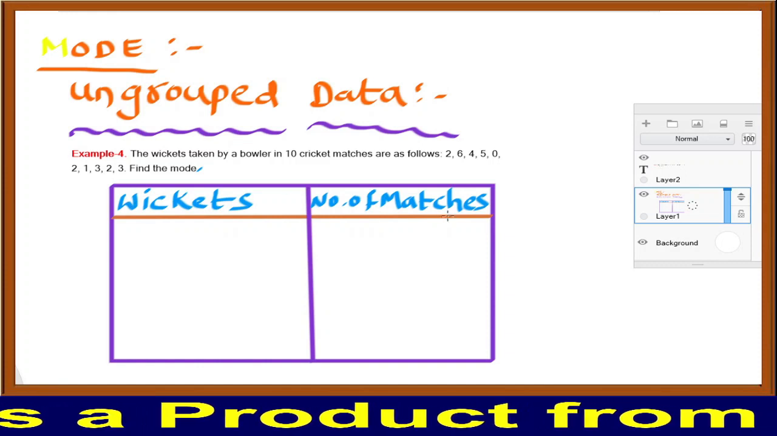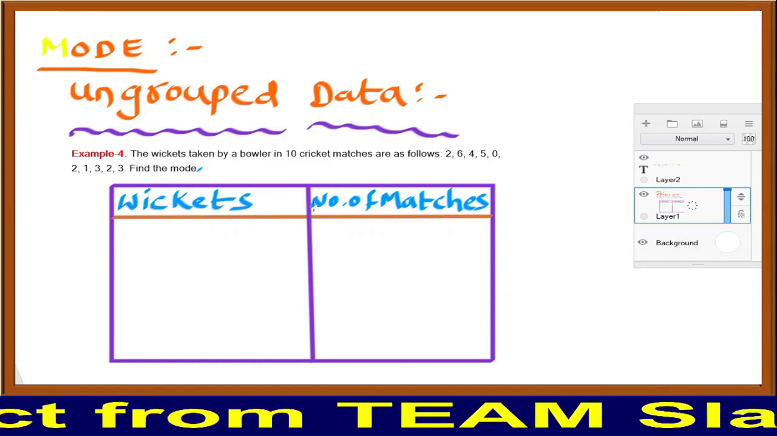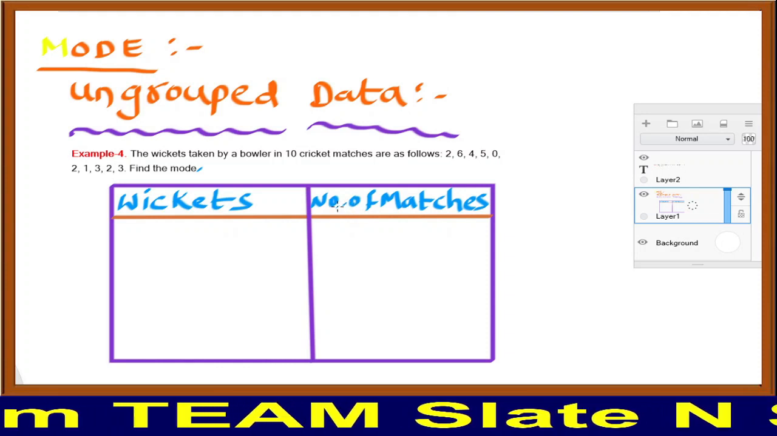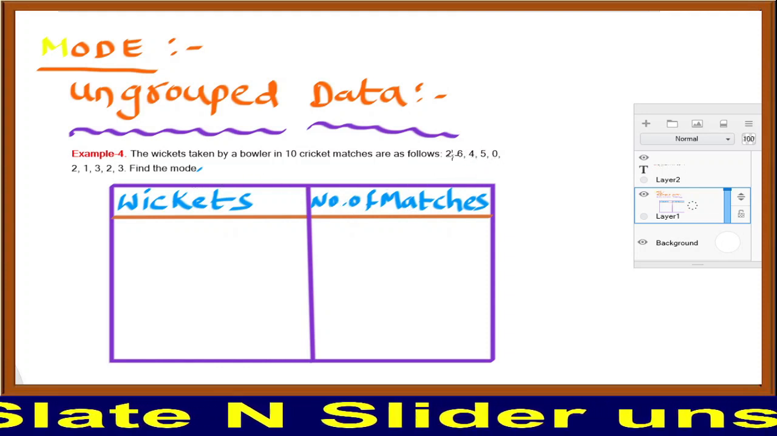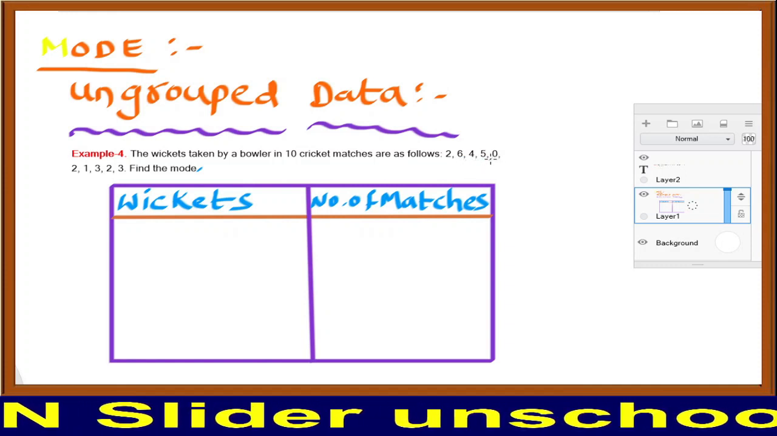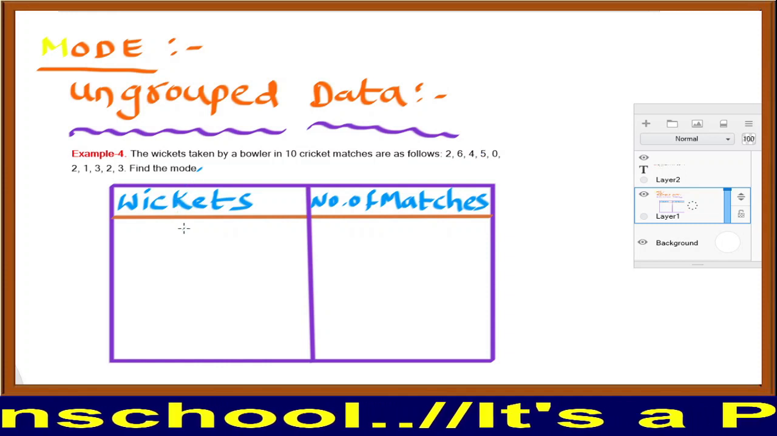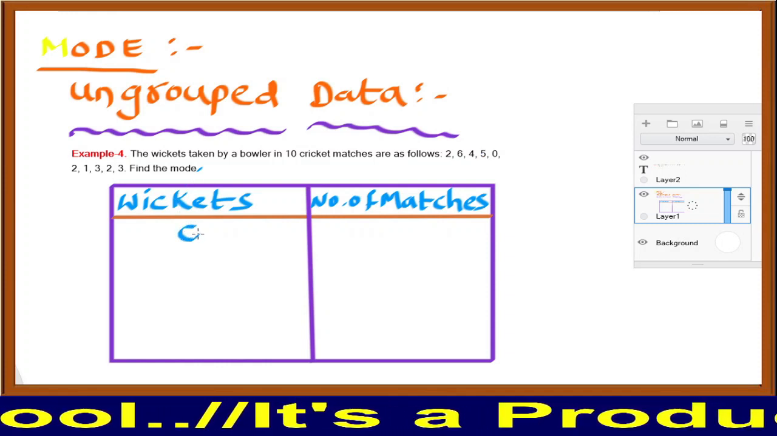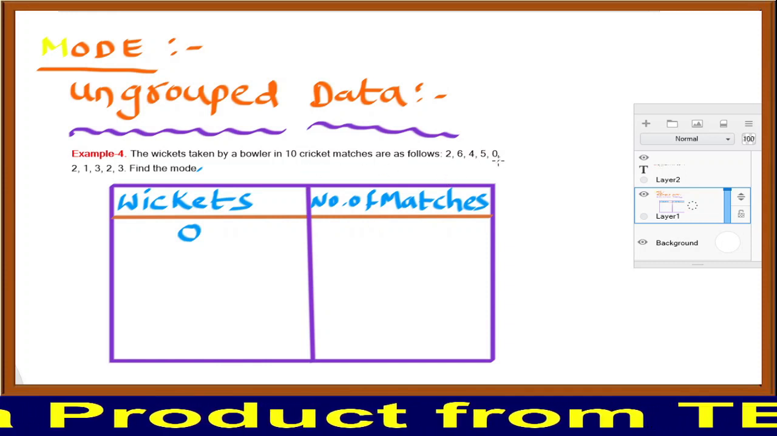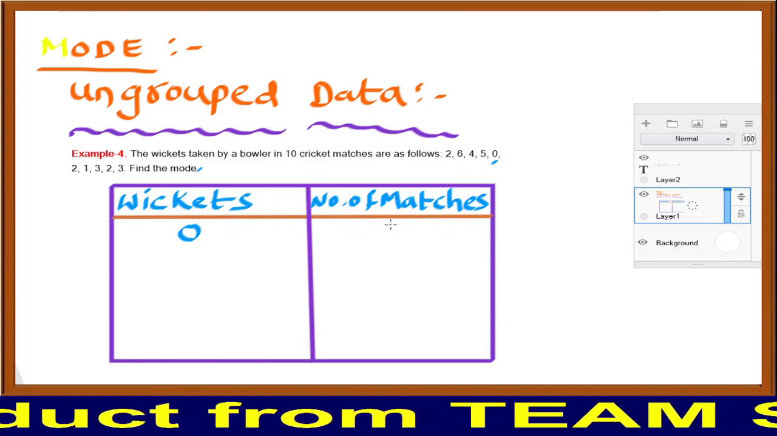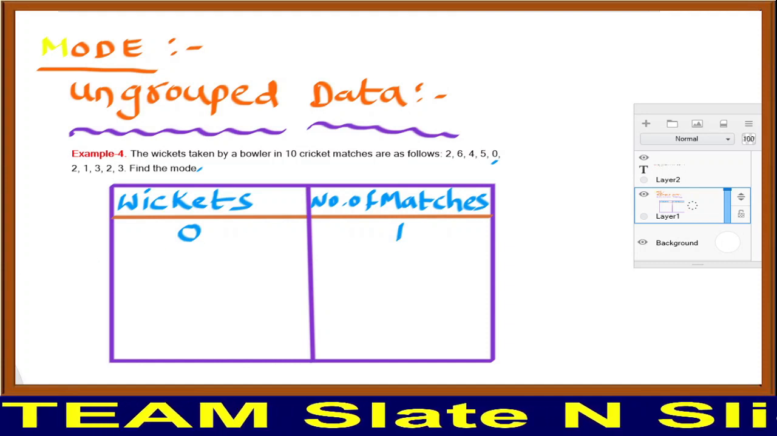First of all, we have to draw a table. On one column we have to write wickets, and in the other column write number of matches. First of all, arrange the numbers in ascending order. First you take 0 wickets. A person has taken 0 wickets in how many matches? Only one match. So, in the number of matches column write 1.